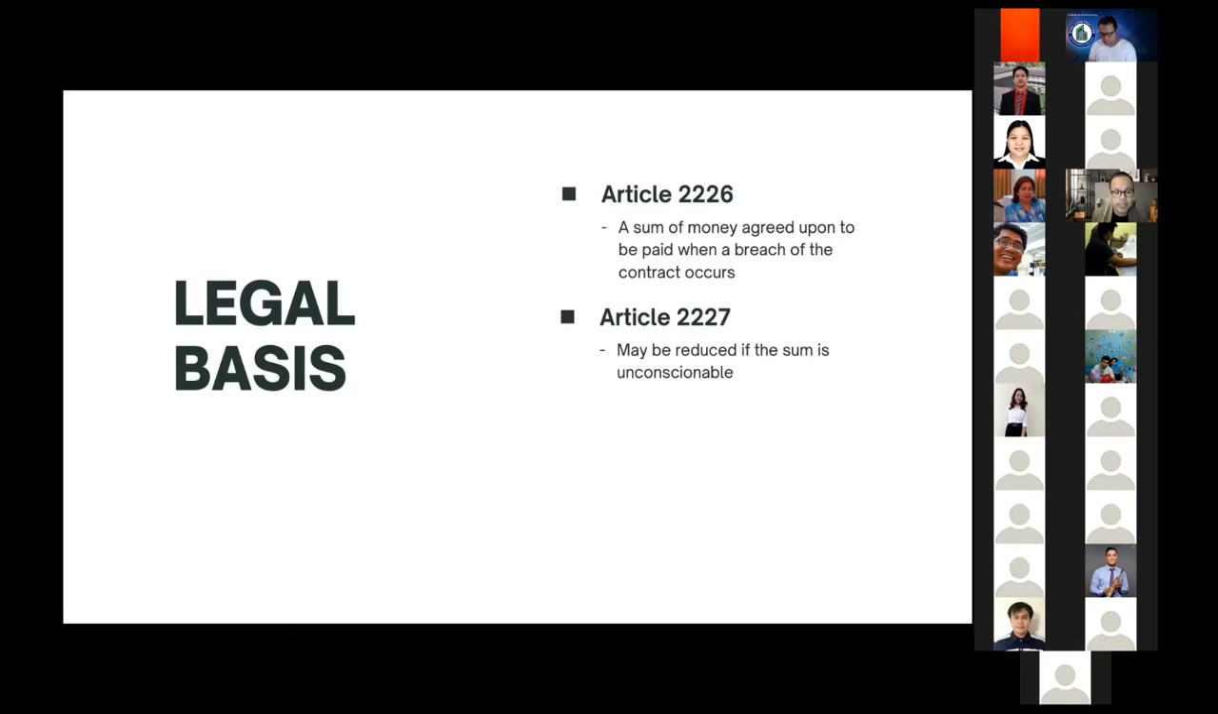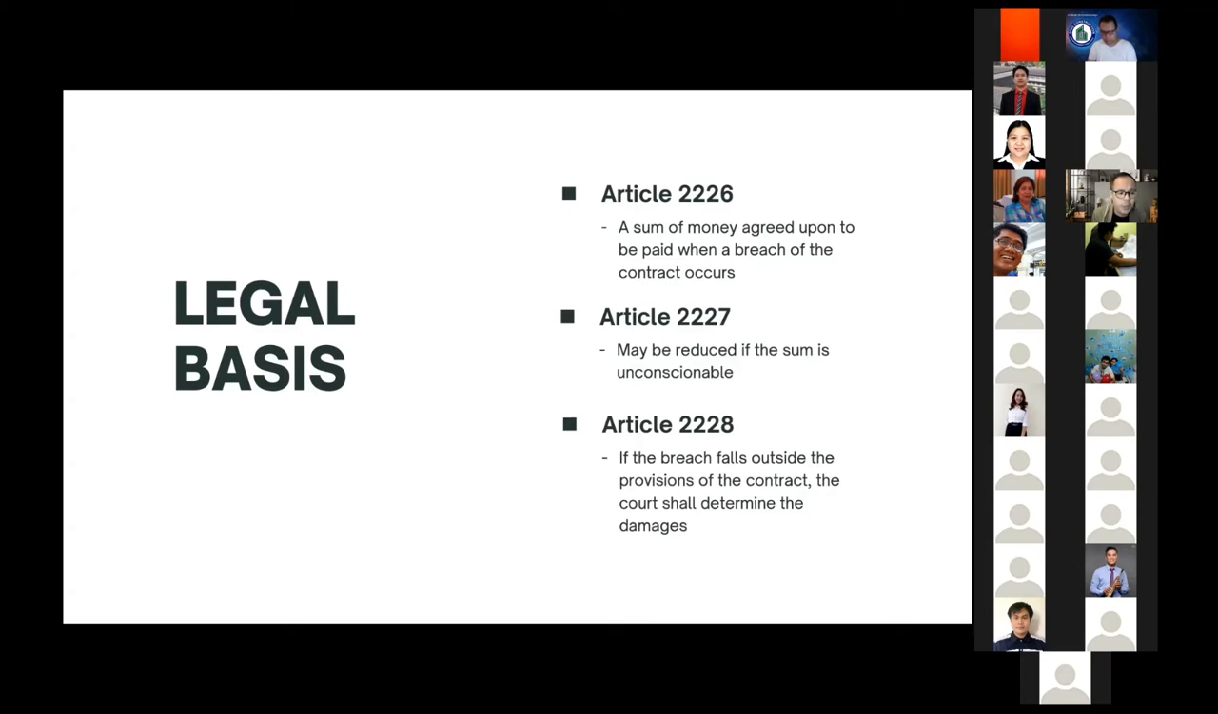In Article 2227, liquidated damages, whether intended as an indemnity or a penalty, shall be equitably reduced if they are iniquitous or unconscionable, meaning unfair. And finally, Article 2228 of the Civil Code of the Philippines provides that if the breach committed by the defendant is not the one contemplated by the parties in agreeing upon the liquidated damages, the law shall determine the measure of the damages and not the stipulation.